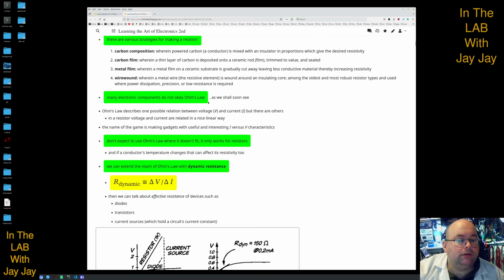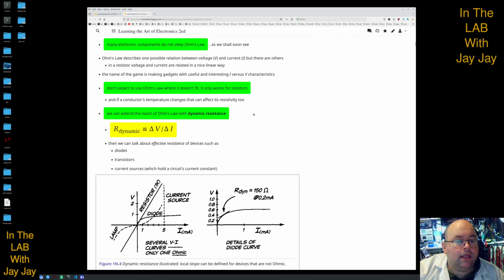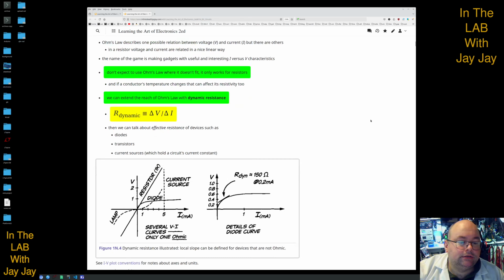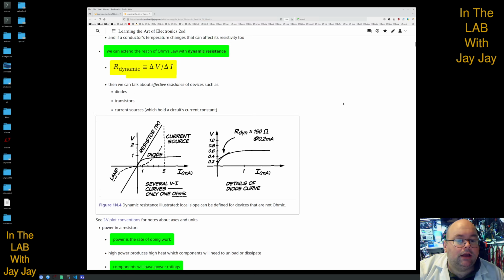Many electronics components do not obey Ohm's law. Particularly, we'll see diodes and capacitors pretty soon, I reckon. Don't expect to use Ohm's law where it doesn't fit. It only works for resistors. We can extend the reach of Ohm's law with dynamic resistance, which is the change in voltage over the change in current. Then we can talk about the effective resistance of devices such as diodes, transistors, current sources, etc.